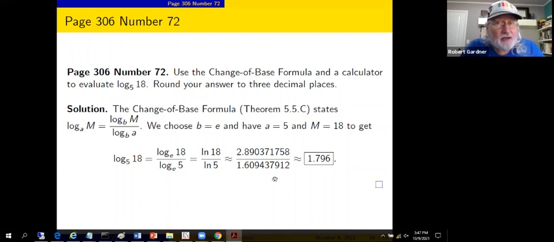But when you get the calculator out and hit the buttons, natural log of 18 is something like this. Natural log of 5 is something like that. Take the quotient, round it to 3 decimal places, and you get 1.796. So there's how to convert from one base to another.